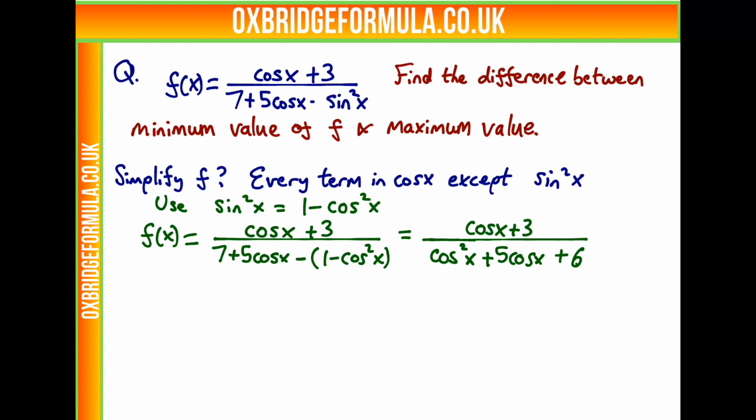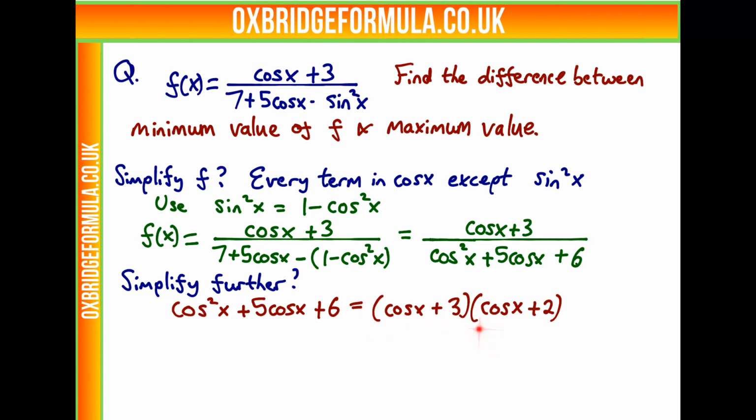How might we do that? Well, if we look at the denominator, we see that this is a quadratic in cos x. So when you see a quadratic, what might you do? Well, the first thing you should try is to factorise this. And by inspection, you can see we can factorise this using a 3 and a 2. So this factorises as cos x plus 3 times cos x plus 2.